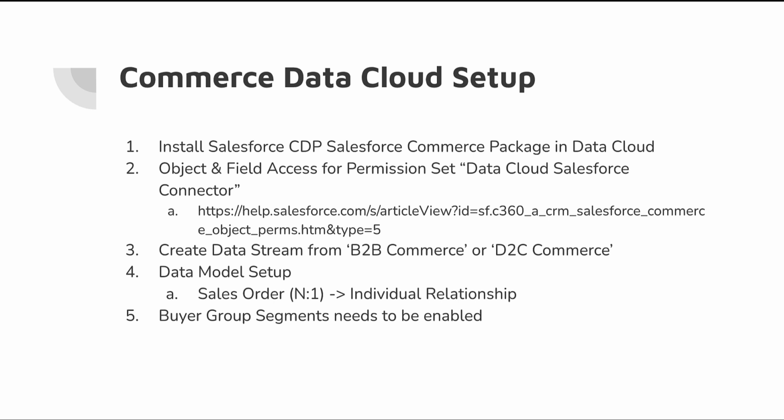Then we need to do the objects and permissioning that we mentioned before in that separate slide that I showed you of all those objects. And then from there, we can try to ingest this data as a data stream into Data Cloud. And then we have a couple more steps. We'll come back to this in a minute. But let's go over and I'll show you where to find that in the Data Cloud setup section.